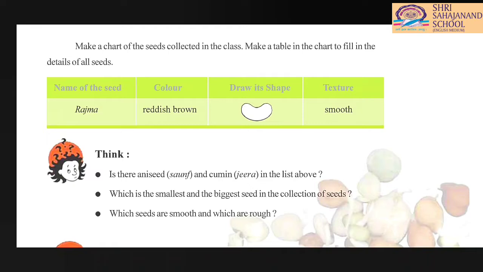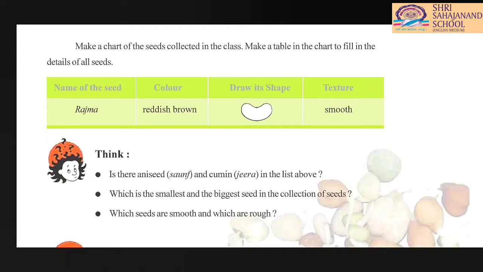Which is the smallest and the biggest seed in the collection of seeds? Okay, the seeds that you have collected from your kitchen. So you have to write which one is the smallest of them and which one is the biggest of them in size. And the last question: which seeds are smooth and which are rough? Out of 3 to 5 seeds, there are some seeds that may be smooth and there are some seeds that are rough. So you have to write the names of those seeds in the answer.